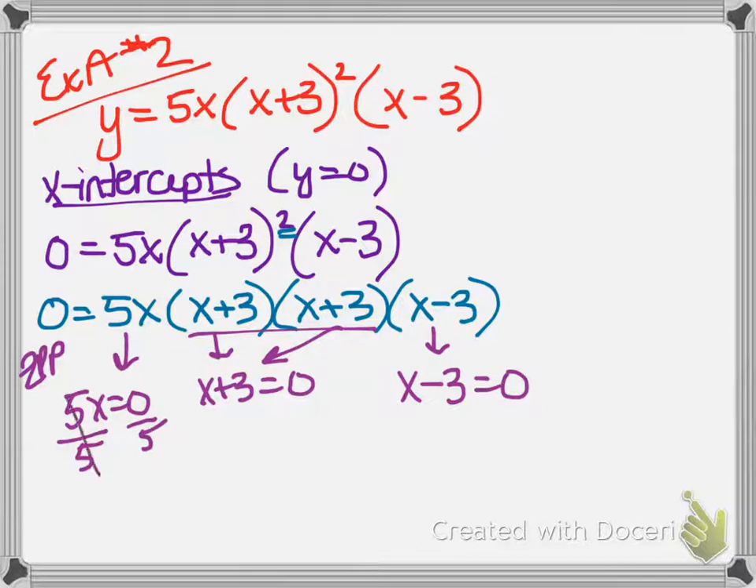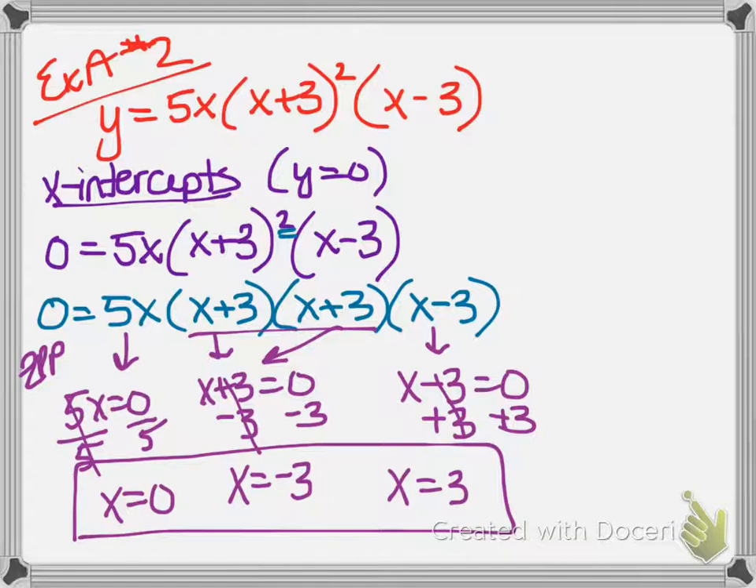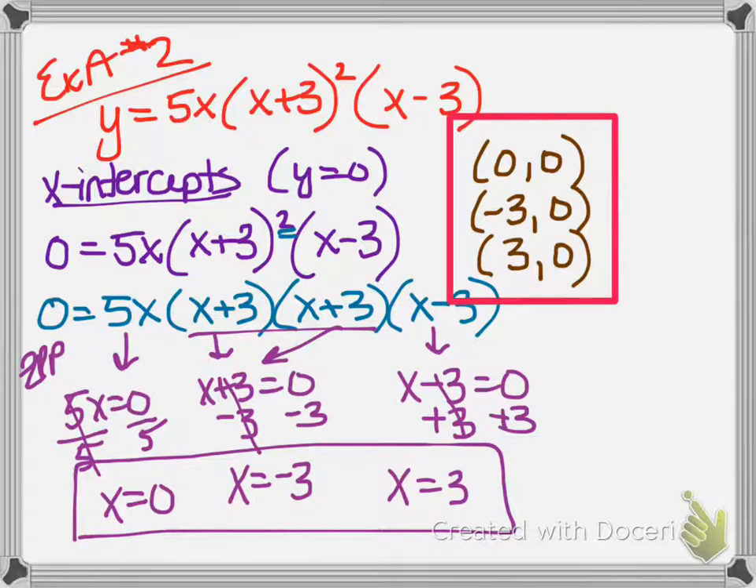Divide by 5, x equals 0. Subtract 3, x equals negative 3. Add 3, x equals positive 3. So this should tell you right away that you have a cubic function because we have 3 sets of zeros. So what are your x-intercepts? Your final answer: 0, 0, negative 3, 0, and 3, 0. So here are our x-intercepts. Okay? Once again, if you need to, pause because I'm going to erase so that I can do the y's.